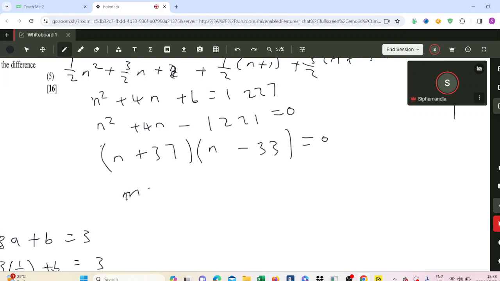Obviously, I already explained this: n will not be equal to minus 37, or n will be equal to 33, because 33 is the positive number. And then since they want the consecutive terms, it's 33 and 34. So there are the answers.